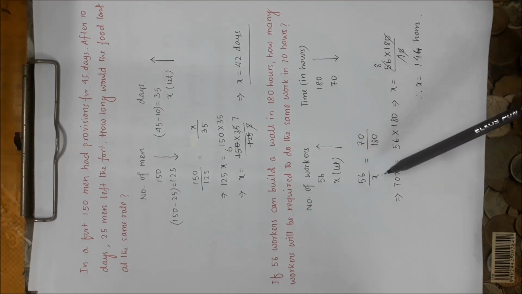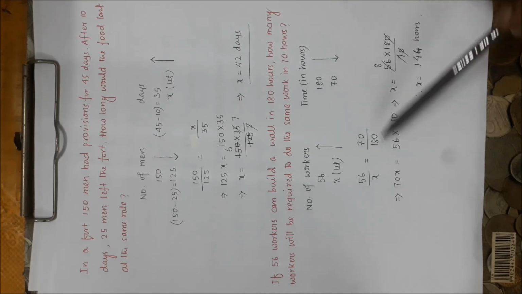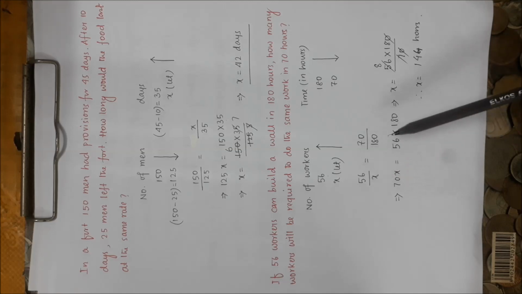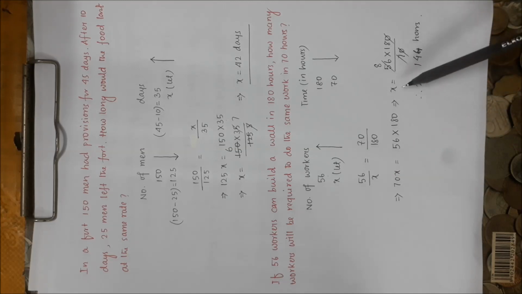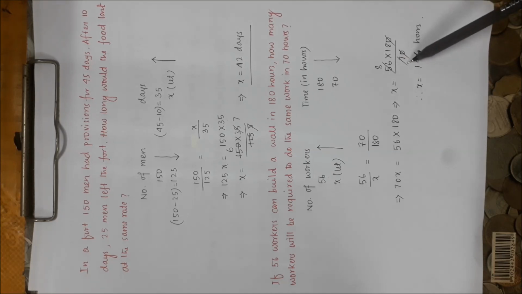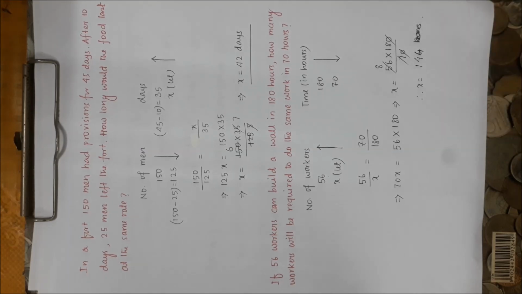So 56 by x equals 70 by 180, inversely proportional, so you need to change one side. So 70 into x equals 56 into 180. It implies x equals 56 into 180 by 70. 10 and 10 cancel. 7 ones are 7, 7 eights are 56. So 18 into 8 equals 144. So you need to apply 144 workers to complete the work in 70 hours.